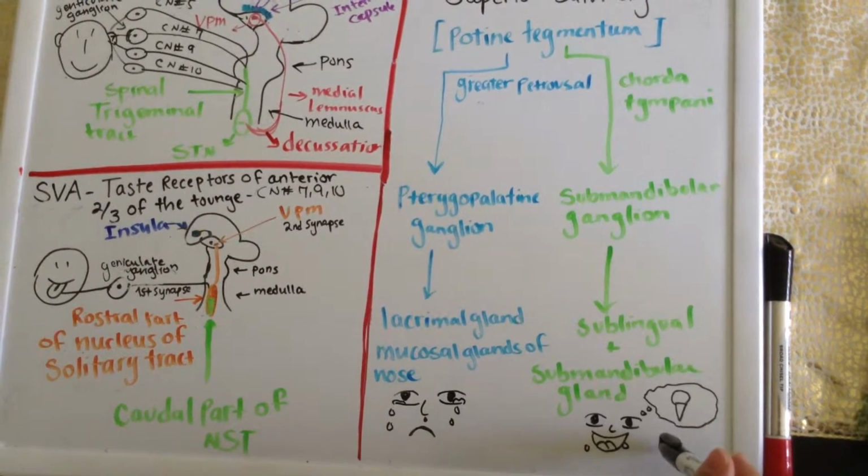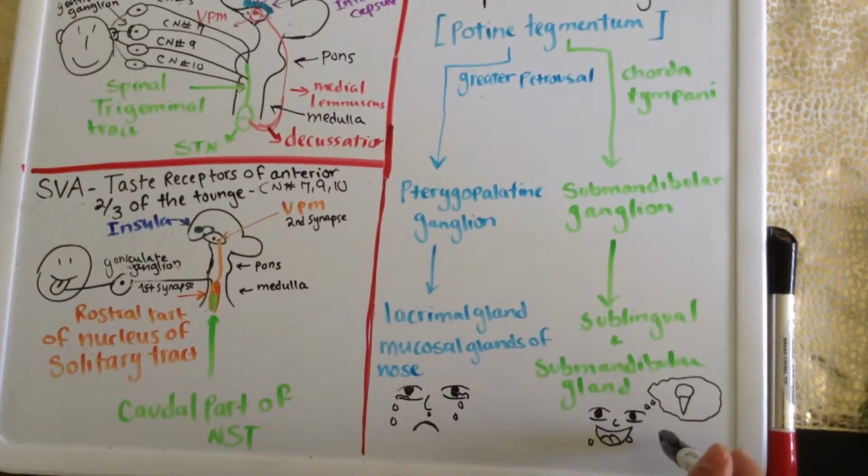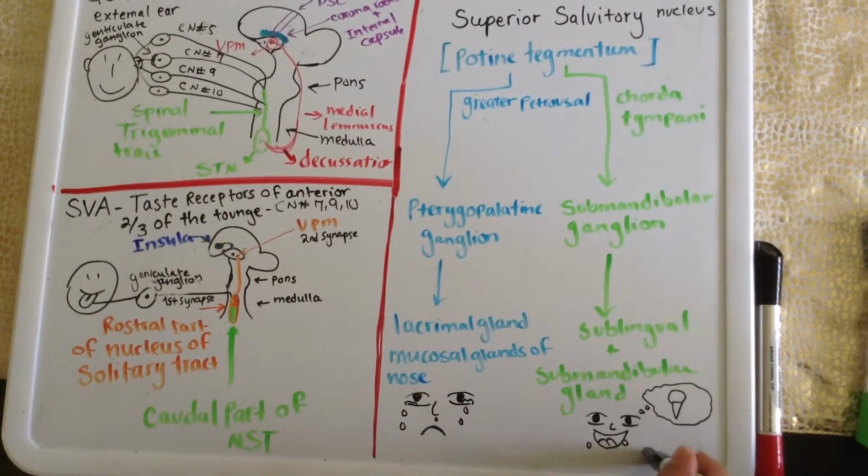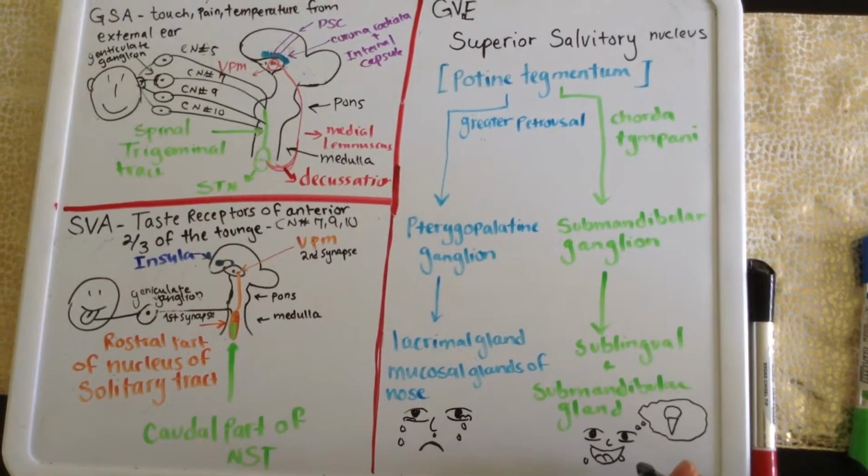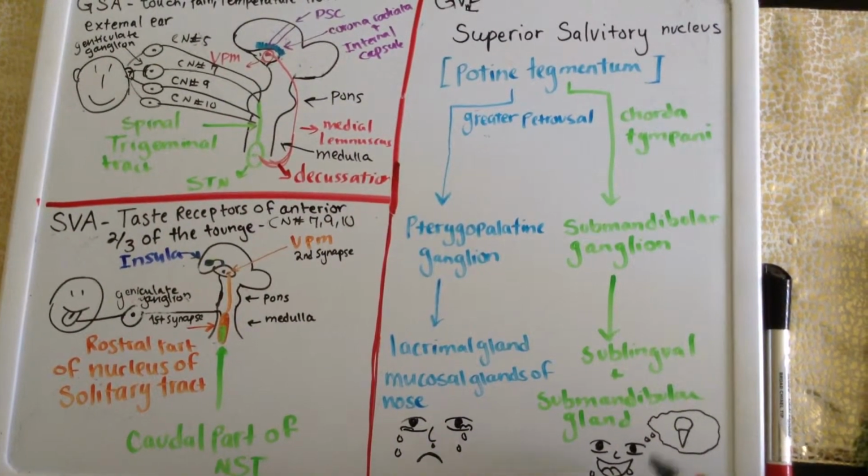The facial nerve also has GVE fibers that will innervate the muscles of facial expression, but because that pathway involves the corticobulbar tract, I will talk about it in the next video.